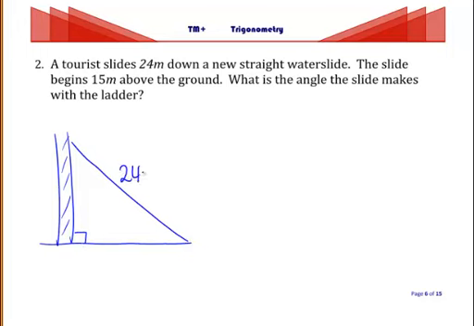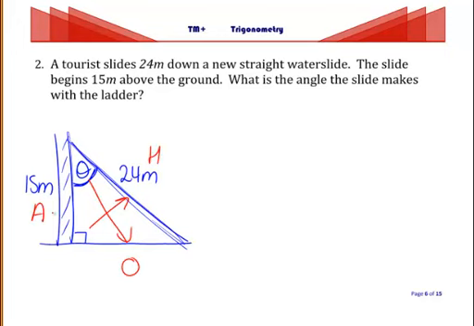The slide is 24 metres long. The slide begins 15 metres above the ground. What is the angle the slide makes with the ladder? This is our slide here. This is our ladder, so the angle it makes with the ladder is there. So that's my unknown. Label: opposite the right angle is hypotenuse, and our other is adjacent. We're given our hypotenuse, we're given our adjacent, what we want is the angle.